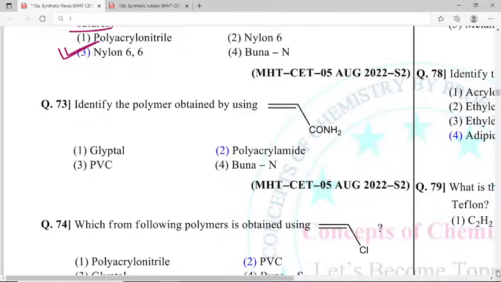This is also called polyacrylamide gel electrophoresis. This is called polyacrylamide gel electrophoresis.